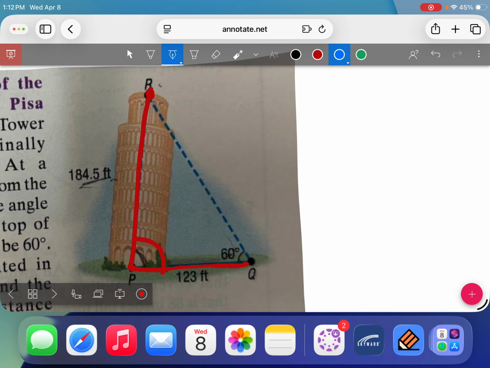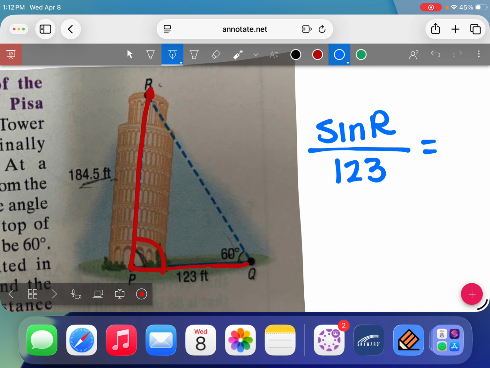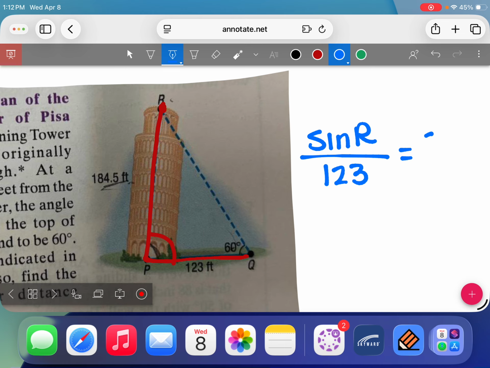So I have the sine of R over 123 equals the sine of Q, which is 60, over 184.5. Now again, that's not going to be the angle I use, but I have to find big R so I can find big P. So go ahead and find big R. And then use triangle sum to find big P.